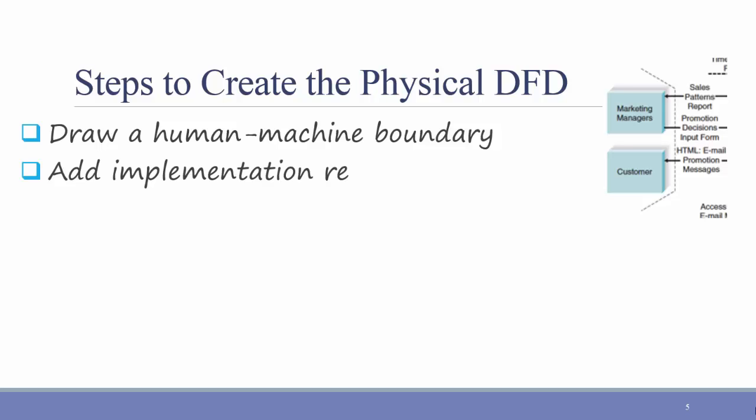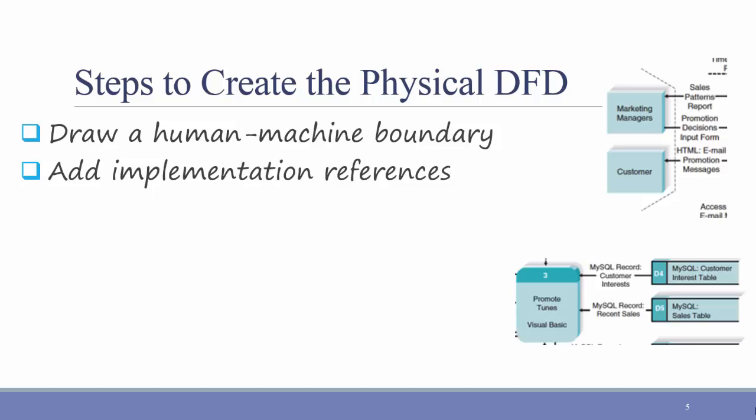The next step is to add implementation references. This should be done for data stores, data flows, and processes, but not external entities, because by definition, external entities are outside of our system. Implementation references could be the field or table where something is implemented in a database, could be a specific form or input screen or report output, or the type of program or language used to implement a process.